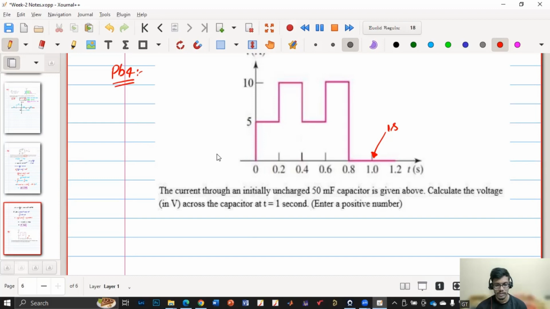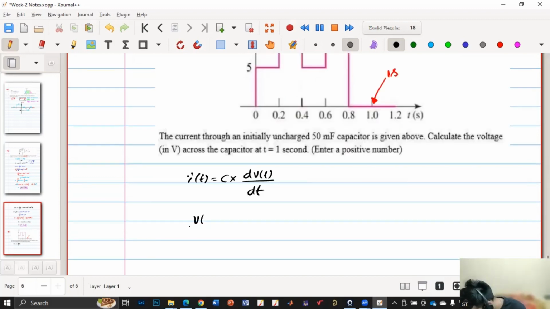Integrating all the time, yes, limits, yes. Very good. So we know that i(t) is equal to C into dv(t)/dt. So if I come back here, I get v(t) is equal to 1/C into integral of i(t) dt. If I want the voltage at a time t, I will integrate from 0 to time t. So if I want the voltage at 1 second, I will do 1/C into the integral from 0 to 1 second of i(t) dt.